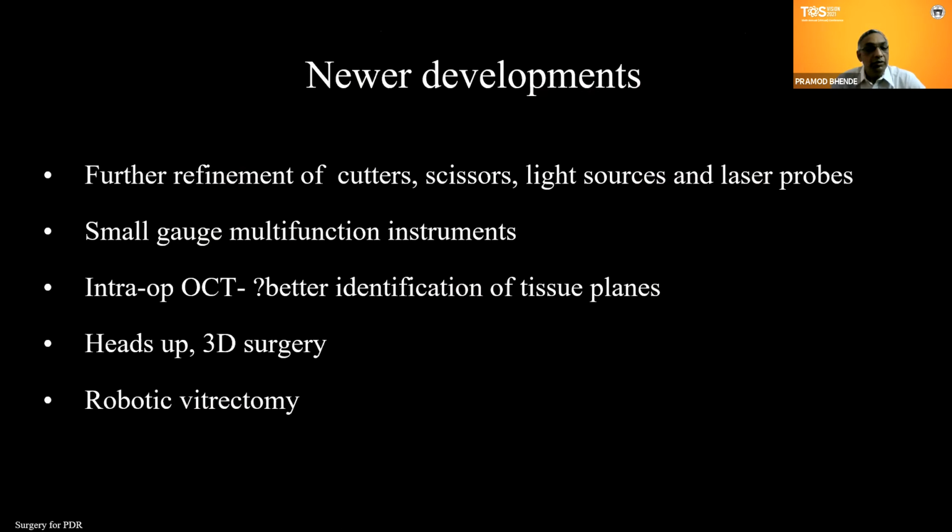Just to conclude, we are looking at newer developments as a further refinement of cutters, scissors, light sources, and laser probes.